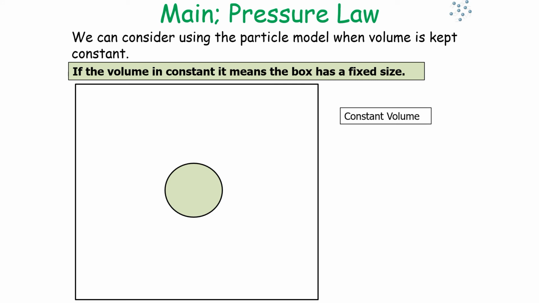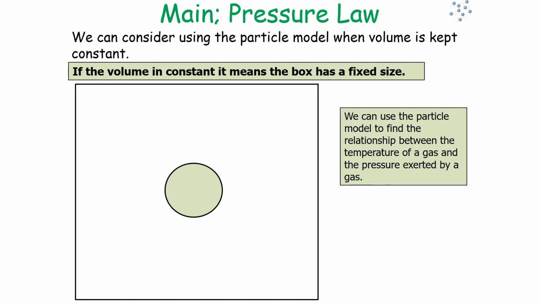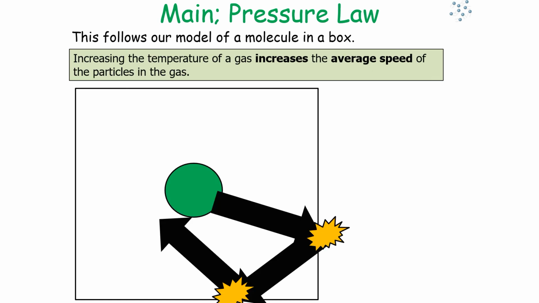Now we can consider the particle model when we keep the volume of our gas constant. Now this means the box that the gas is in has a fixed size, and we can use the particle model to find the relationship between the temperature of a gas and the pressure exerted by a gas. Increasing the temperature of a gas increases the average speed of the particles in the gas.